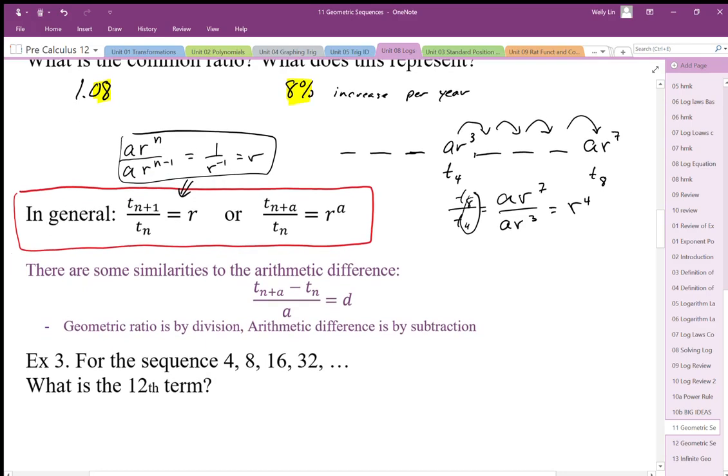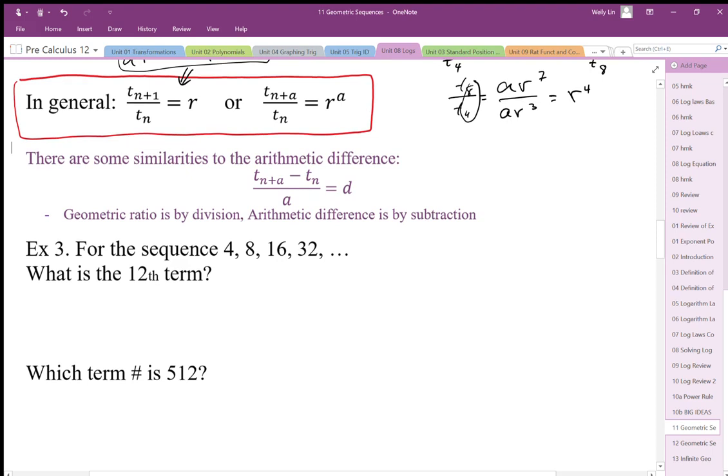Okay, so that's kind of getting a very deep understanding of this, and also connecting it to this idea of arithmetic differences, because there are some similarities there, and it's also connected to this idea of slope, but in a different way. Slope and differences are to do with subtraction. Geometric ratios are to do with division and powers.